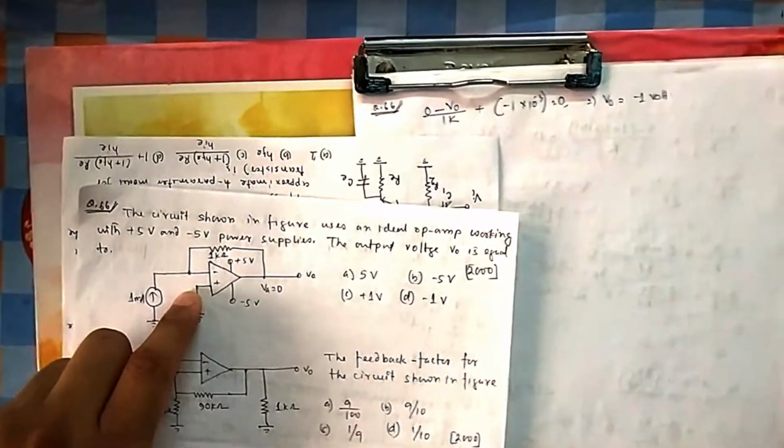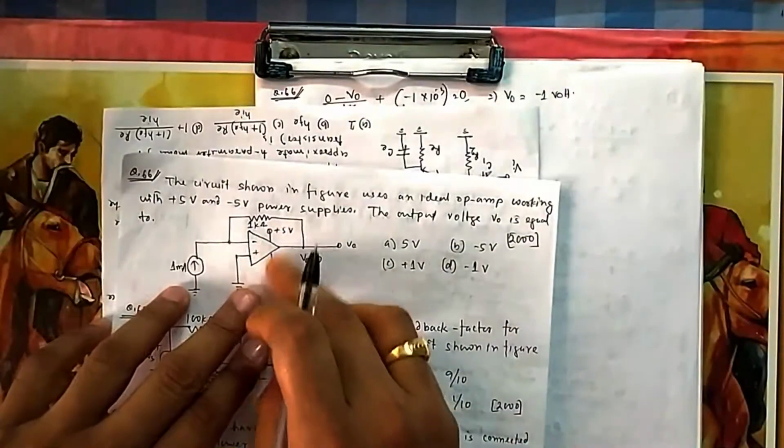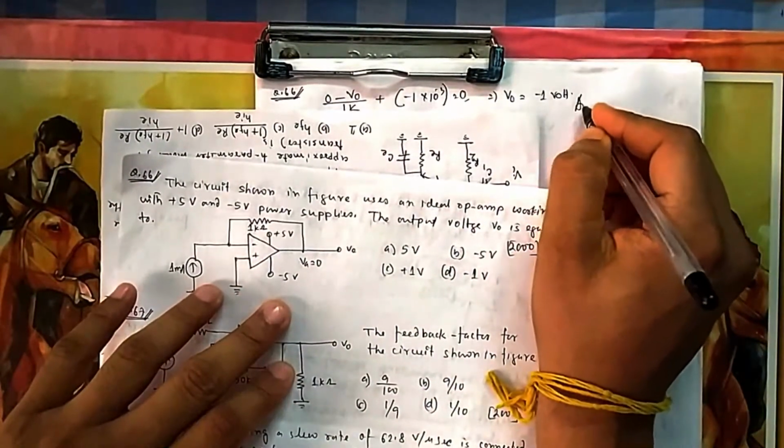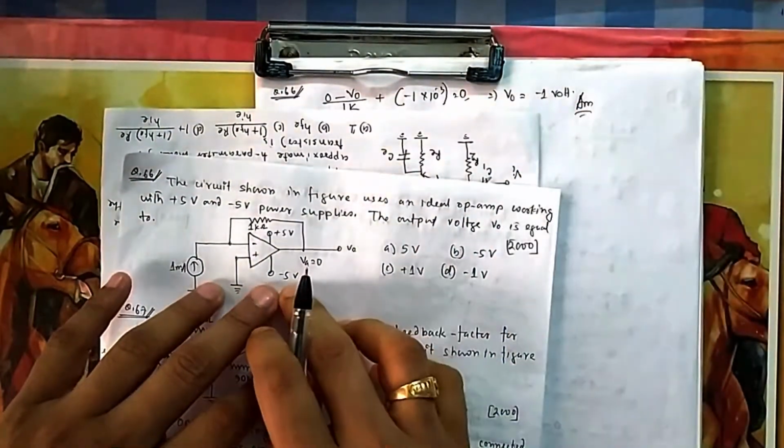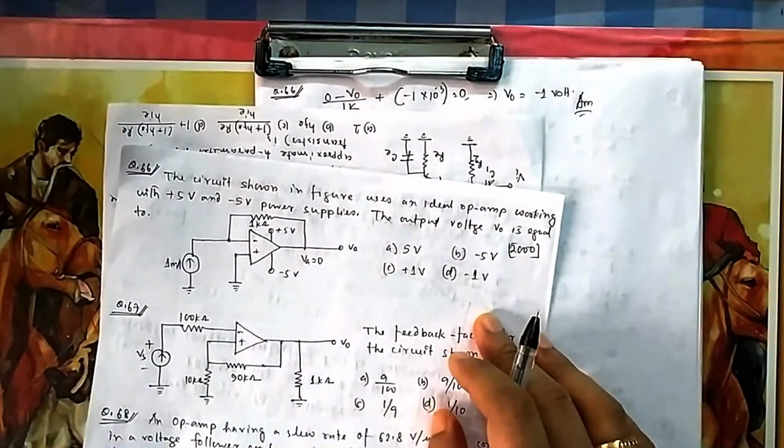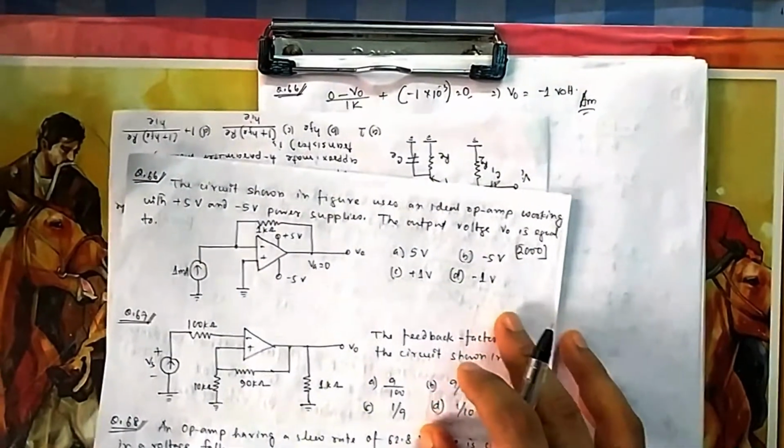So minus 1 is well within the limit of plus 5 and minus 5, so it is the answer. If it were, suppose, minus 6, then the answer would have been minus 5. It will limit at those saturation levels.